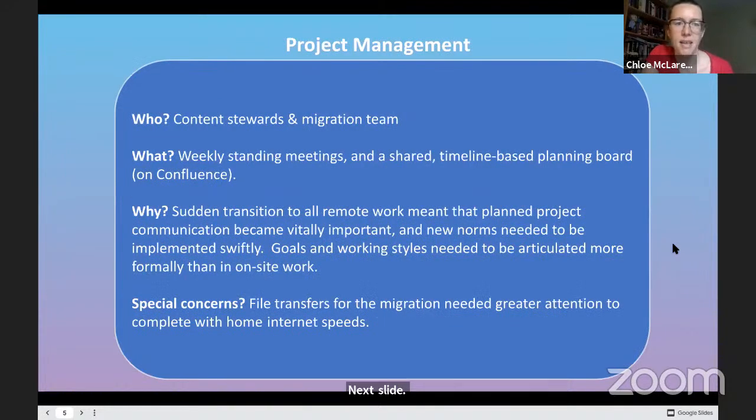Due to the pandemic and abrupt work from home orders, we needed to articulate our goals and processes more thoroughly than we otherwise would have. The project team shared innumerable meetings and also an exhaustive time-based planning board so that we could all see what the others were doing. 2 main sources of confusion in this migration were, next slide, please.